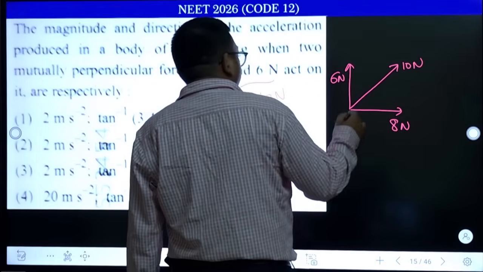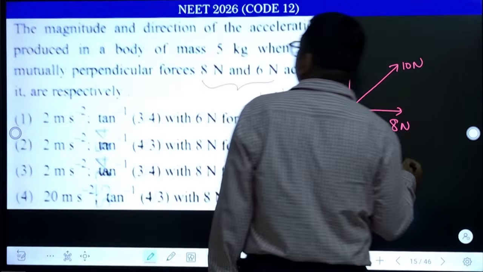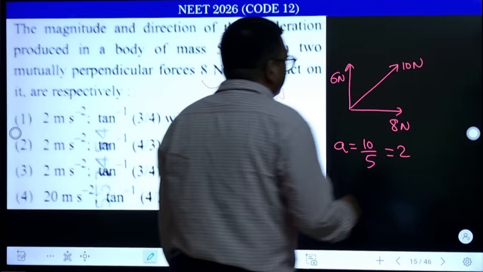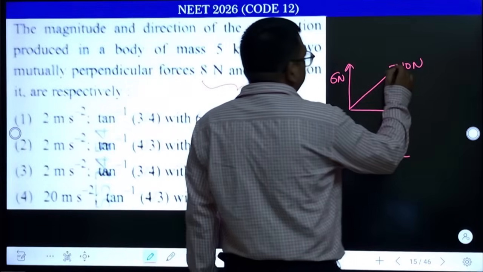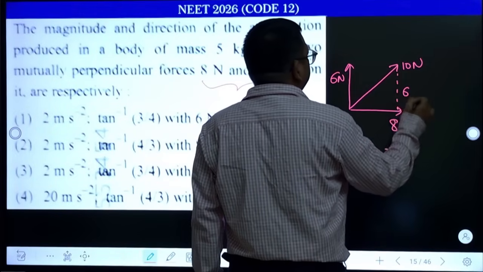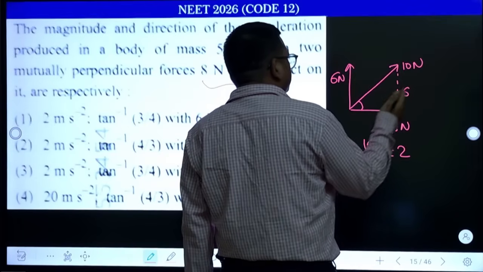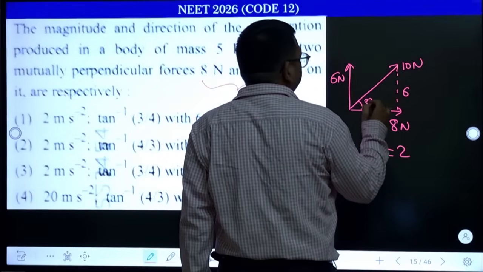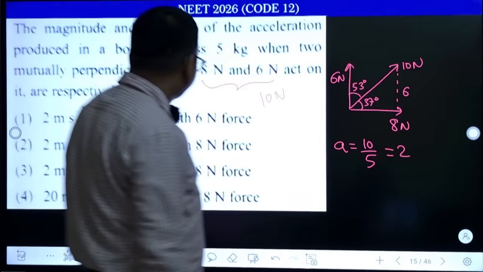Okay, so acceleration is equal to net force by mass. Mass is 5, so acceleration will be 2. But they are also asking direction. So if you see here, this is also 6, right? This angle, definitely opposite of 6, its ratio is 3 is to 4 is to 5. This must be 37 degree, and this must be 53 degree. Now you match with the options.